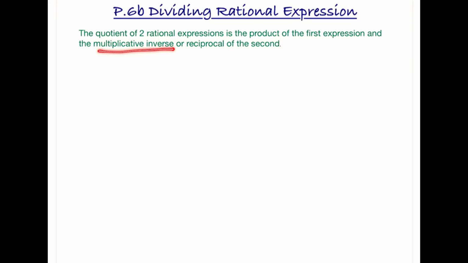Multiplicative inverses are what you multiply by to get 1. Reciprocal, you're probably more familiar with the word reciprocal. Reciprocal is where we just take our numerator and our denominator and we flip them over. Our numerator becomes our denominator, and our denominator becomes our numerator, of the second. So in other words, we're going to take the first fraction and multiply it by the reciprocal of the second.